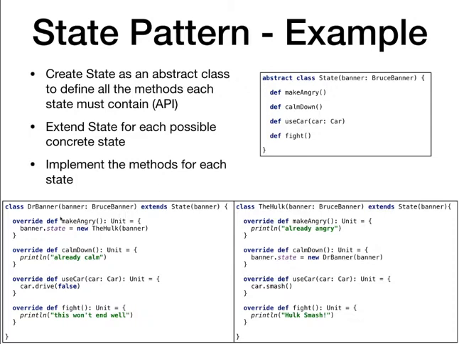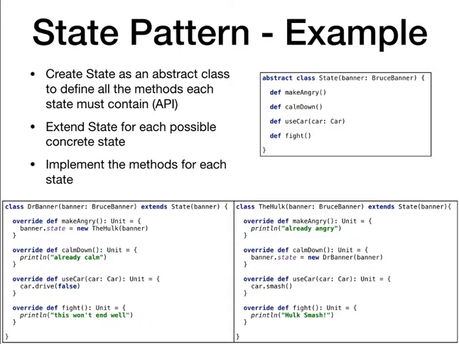Now, when we actually want to create our two states here, the Hulk and Dr. Banner, we're going to have our constructor take a reference to Bruce Banner so we can pass it to the state. And then we're going to implement those four methods with whatever behavior he's supposed to have in his particular state, whatever state he's in.